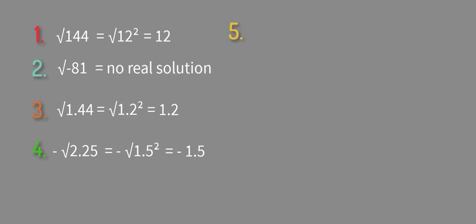With number 5, we have a fraction. You can look at it a couple of ways. We'll learn later on that this is the same thing as the square root of 1 over the square root of 4. But essentially, we're just looking for what number squared equals 1/4. Well, that's going to be 1/2, because 1/2 times 1/2 equals 1/4. So the square root of 1/4, we could look at it as the square root of 1/2 squared, which equals 1/2.